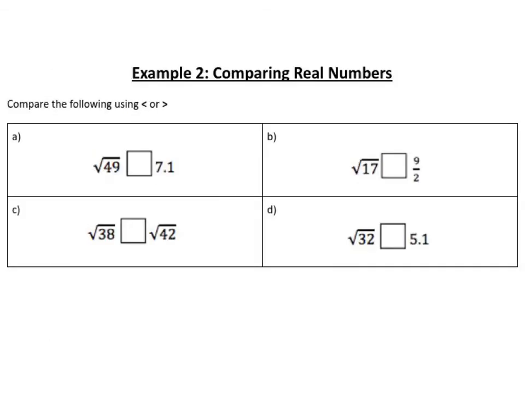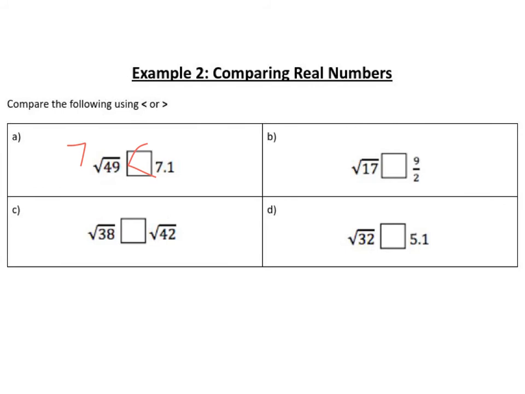In example 2, we are going to be comparing real numbers. So what we're looking at is solving each of these. Once again, it's probably going to be easier to get them into simplified form, or at least all in decimals, as we try to work through these. So if we're looking at the square root of 49 compared to 7.1, well, square root of 49, that is a 7. Well, is 7 less than 7.1? Yes, it is.